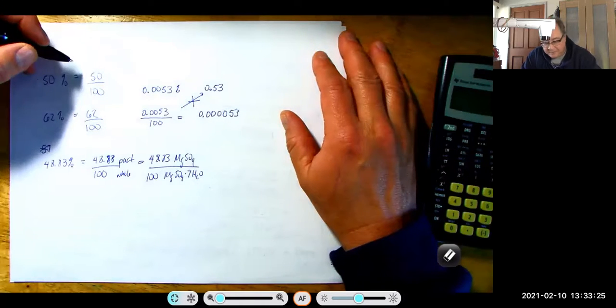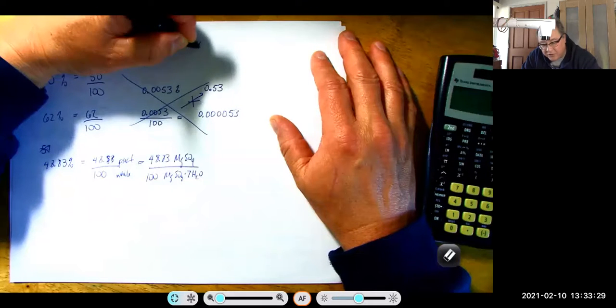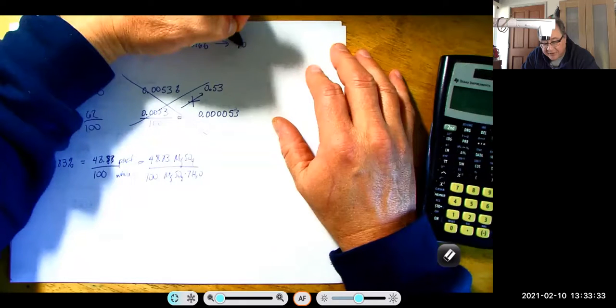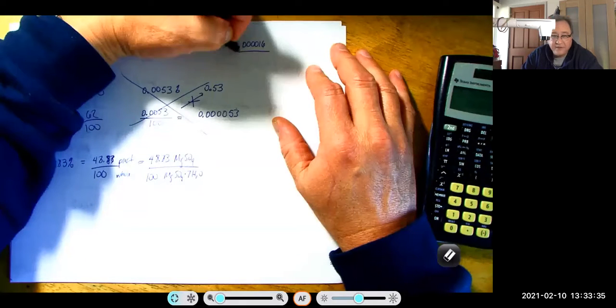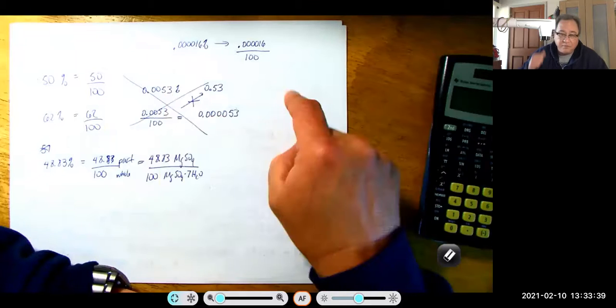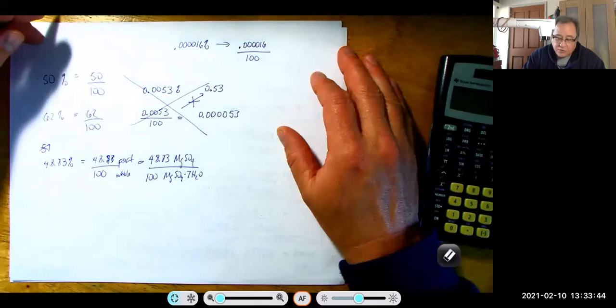So if you get 0.000016%, what do you turn that into? You turn it into 0.000016 over 100. Same number over 100, and boom, you're gold. Every time this works.